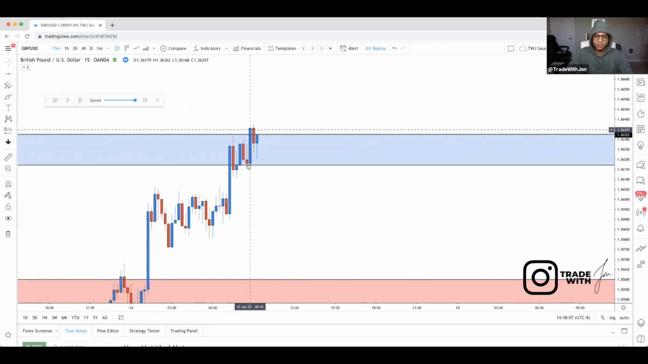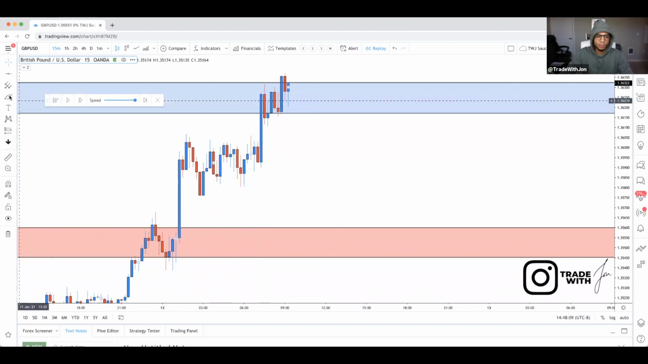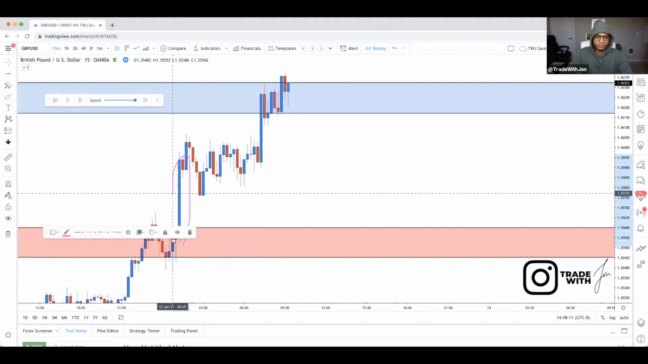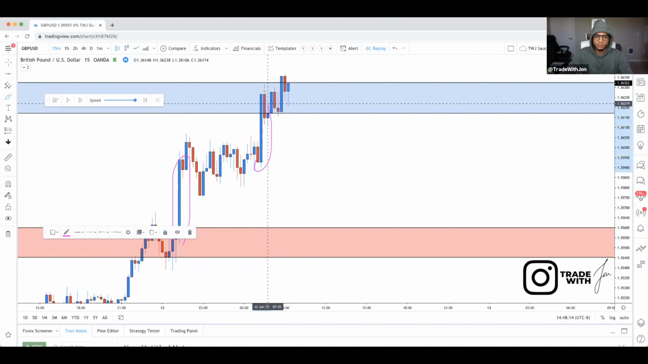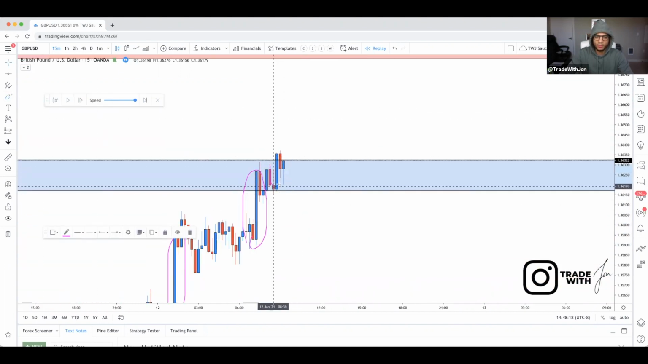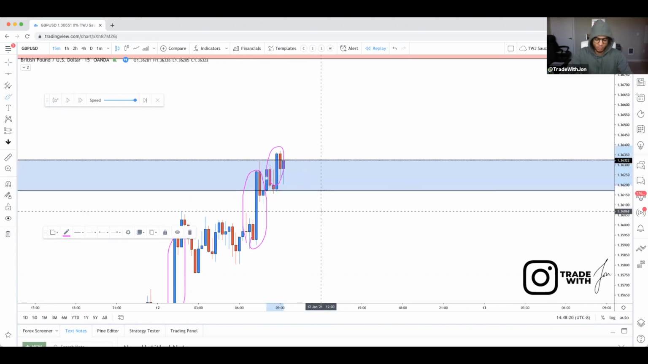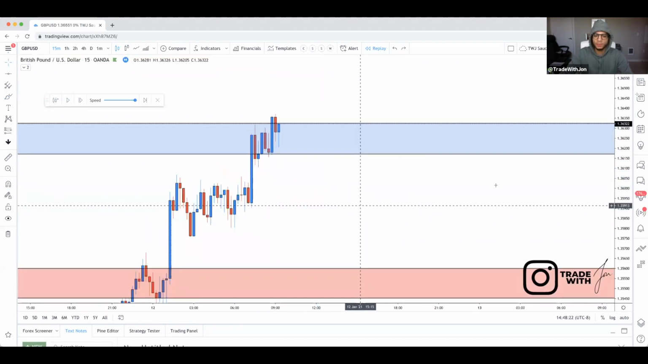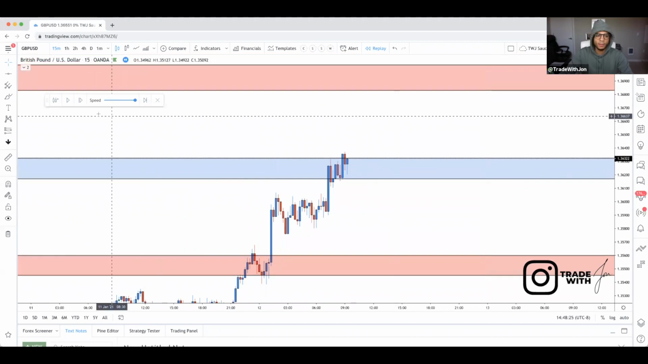Another bullish engulfing, guys. We have a bullish engulfing over here, a bullish engulfing over here, and then another bullish engulfing right here. Three bullish engulfings. This is letting us know it's going to break this zone, guys. It's not going to throw all these bullish engulfings for no reason and then reverse. So we're going to wait it out.